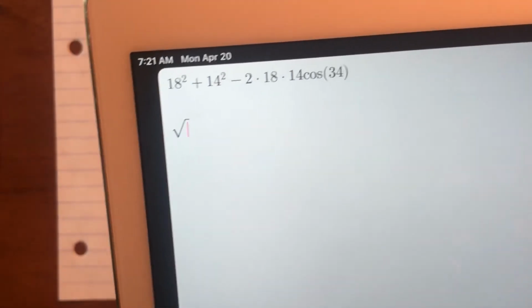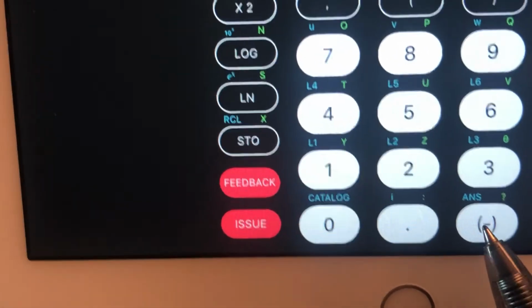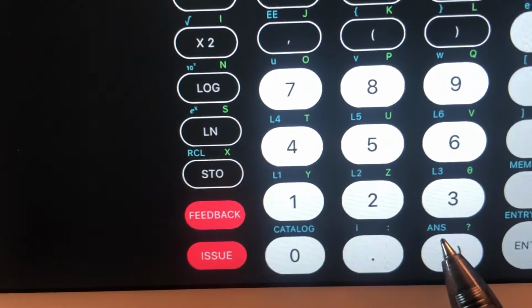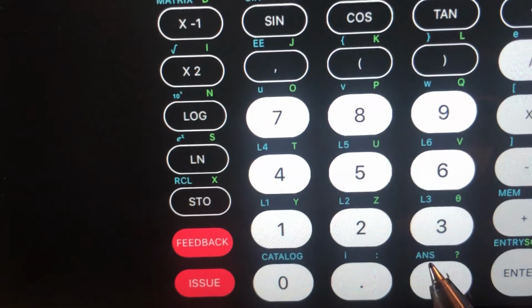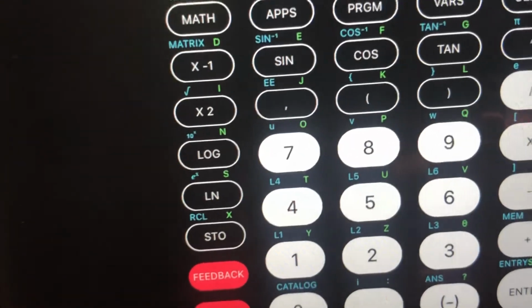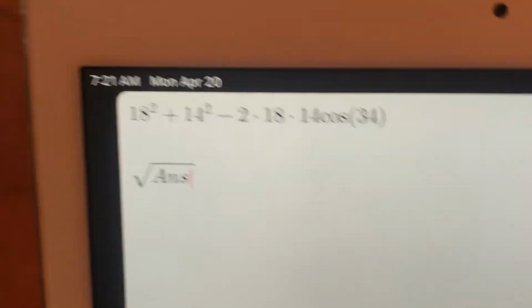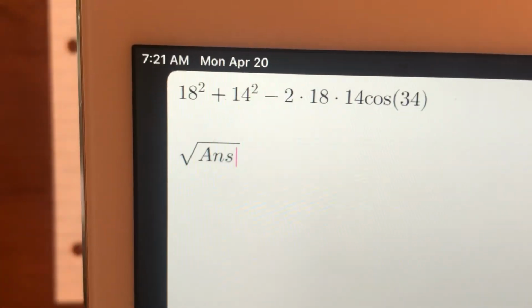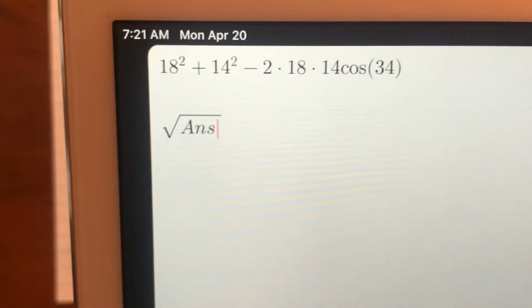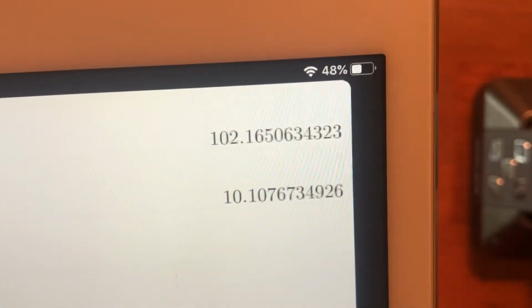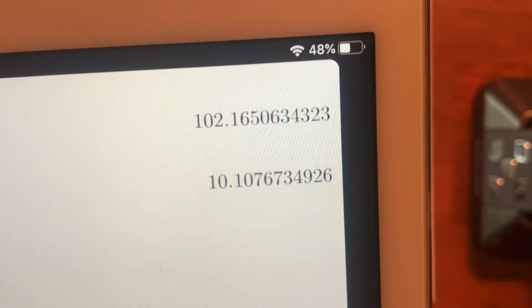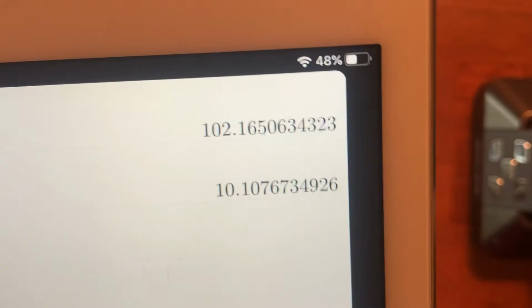And then I'm going to hit second, and the second function of the dash, you see it says ANS. That means the answer. Whatever you've got up there, it'll take the second function of the answer. That way you don't have to type in the whole thing. Now you can if you want to, but that's just a way to make it a little quicker and easier for you. So now I hit enter, and it says 10.107, and we're going to round this to the nearest tenth. So that's 10.1.